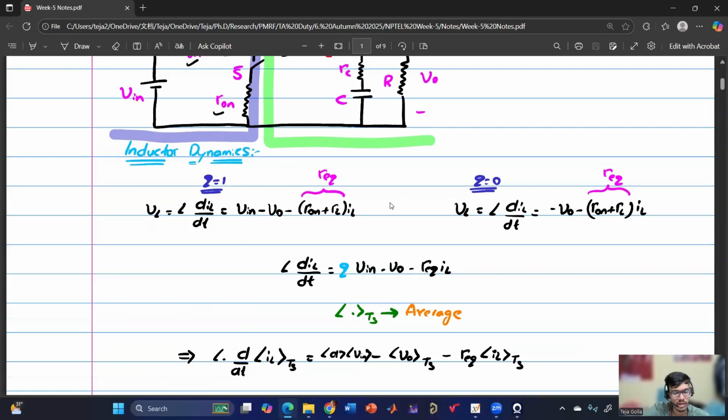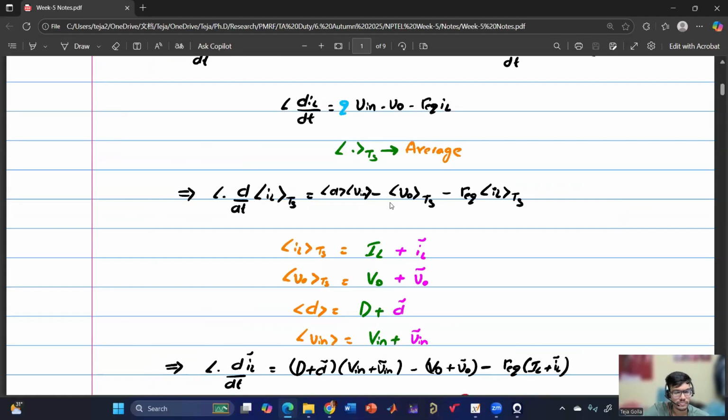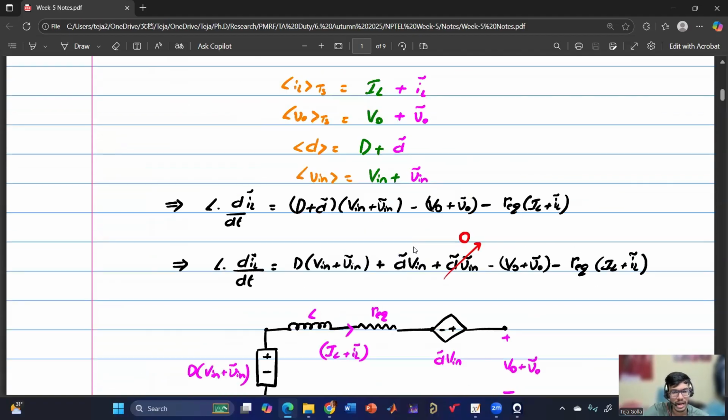There we wrote the dynamics, then applied the averaging, and then perturbed it around an operating point. And then we considered one approximation: the product of two perturbed terms is negligible. This is one assumption, and the other assumption is that the perturbation is small. Only if the perturbation is small will the product of the perturbations be much smaller and can be ignored. But if the perturbation is not small, then this approximation may not be valid.